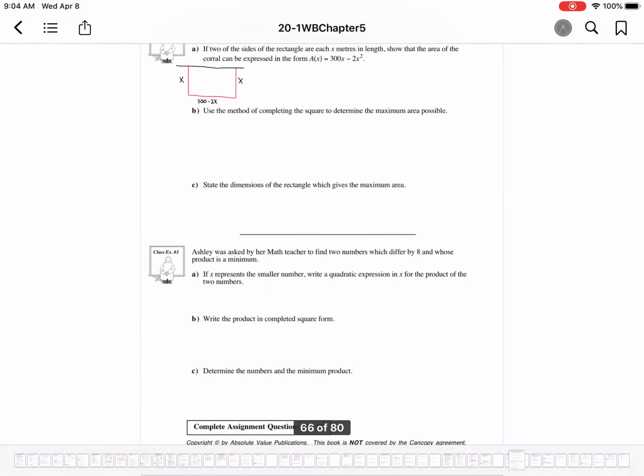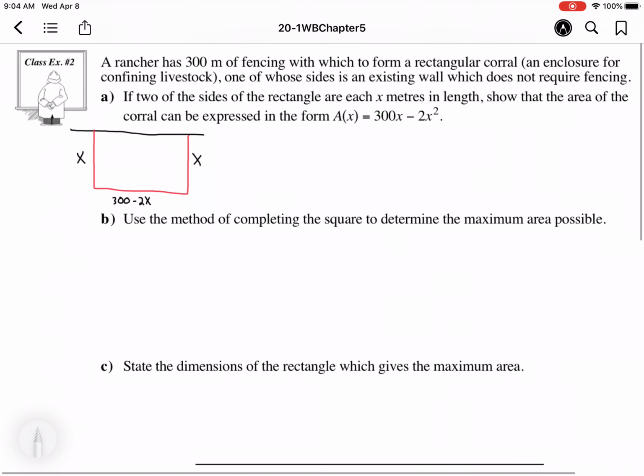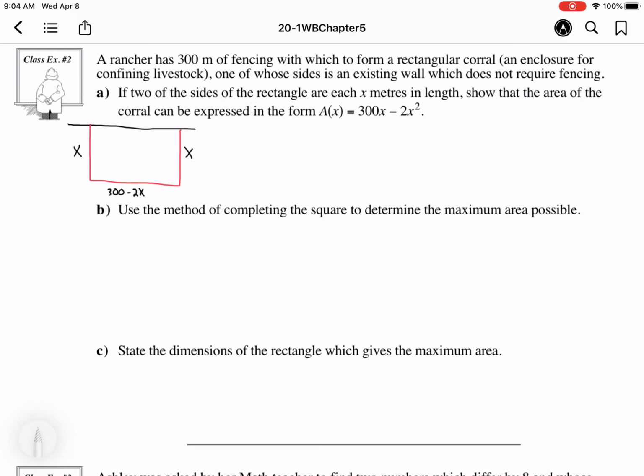Alrighty. Okay, so now we're on to page 2. A rancher has 300 meters of fencing with which to form a rectangular corral, an enclosure for confining livestock. They have to tell you that because someone from Calgary who's never seen a cow before has to understand what the word corral means.